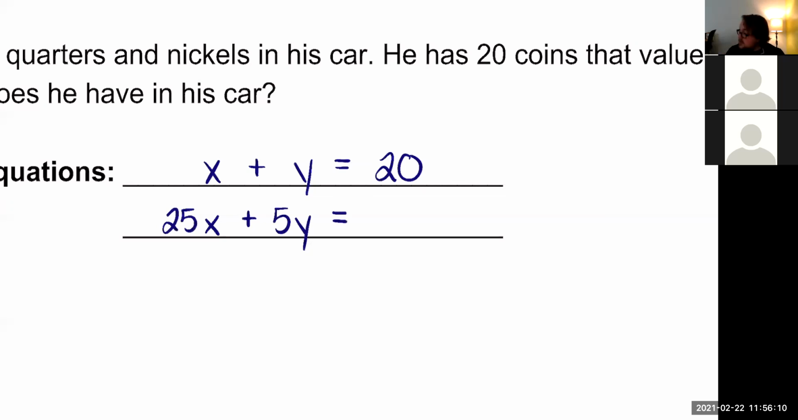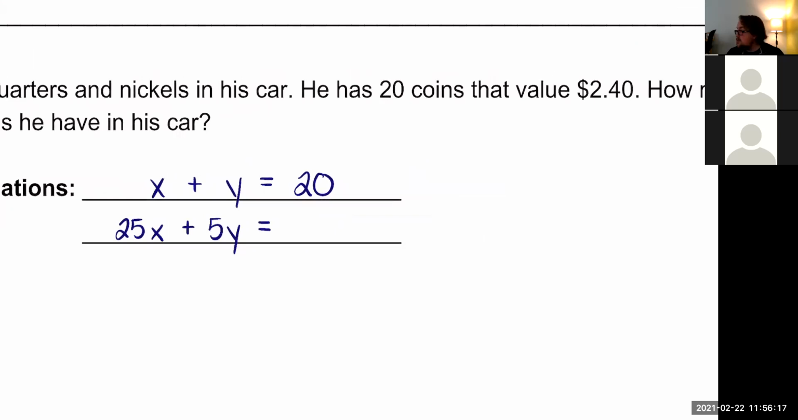And here's where I lose students a little bit. If 25 and 5 are measuring cents, I need to convert the $2.40 into just cents, which for my purposes will be 240 cents. If you think, just remove the decimal. Pretty much in this case, you remove the decimal because it would take 240 pennies to make $2.40.